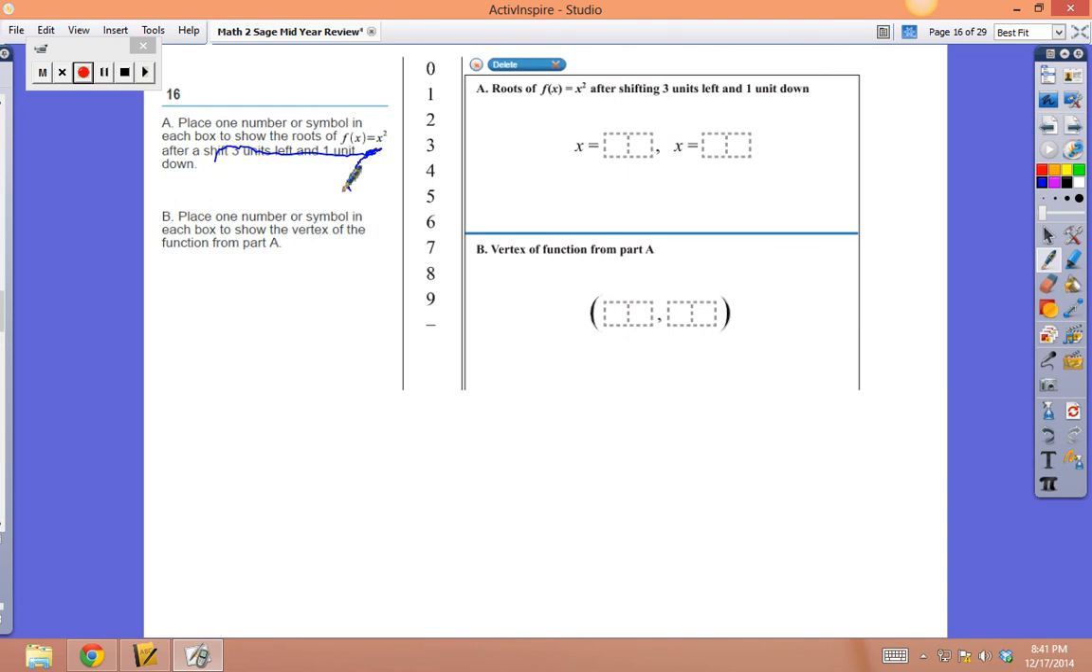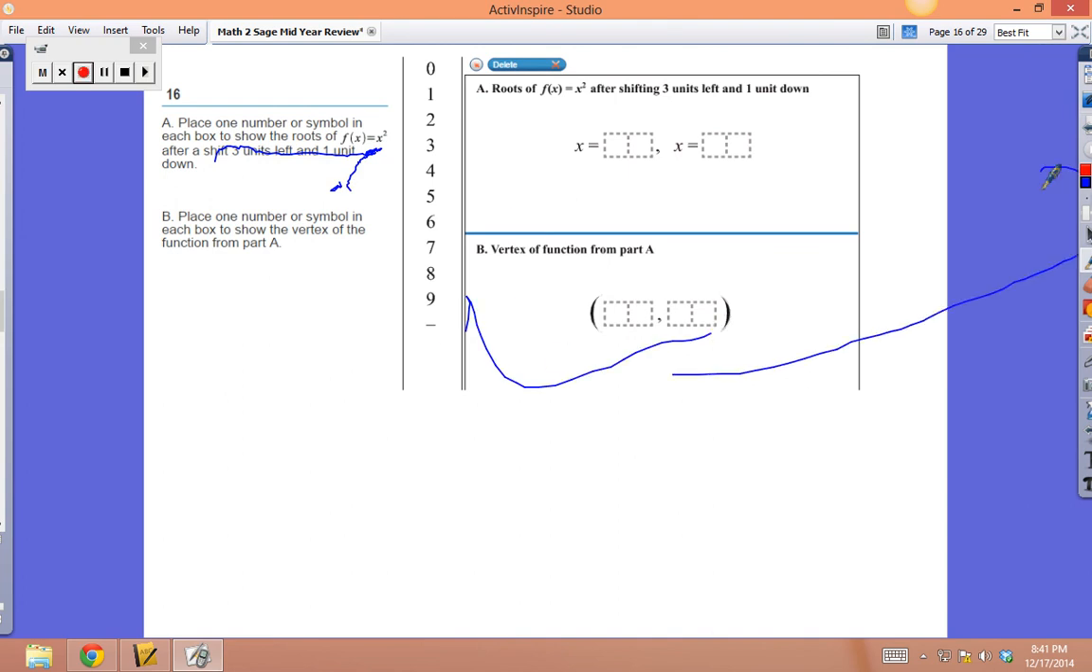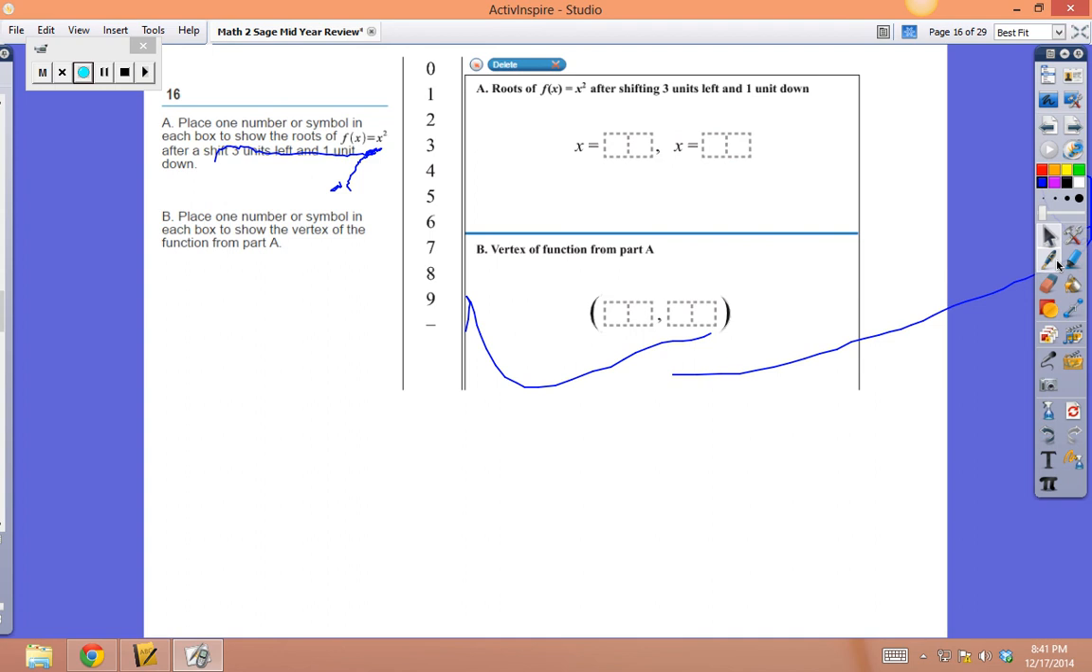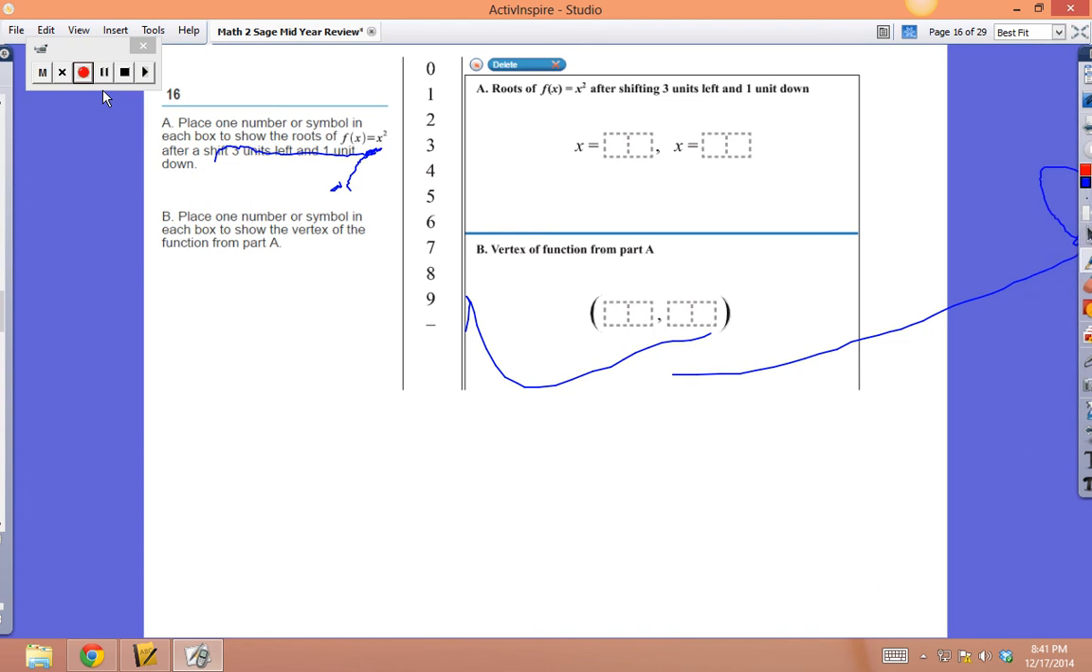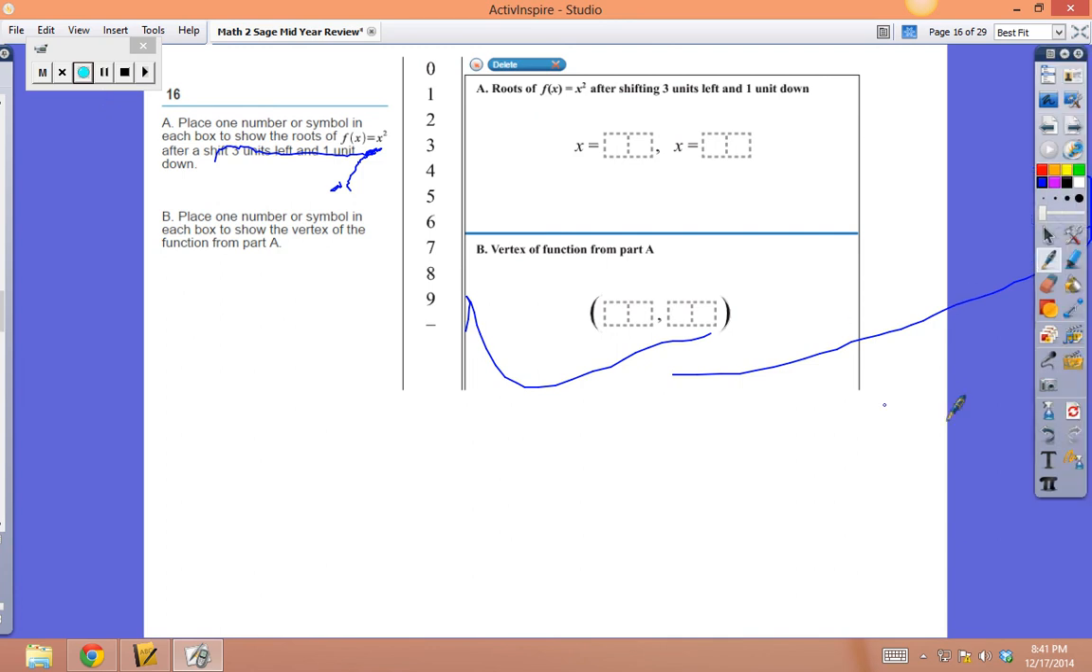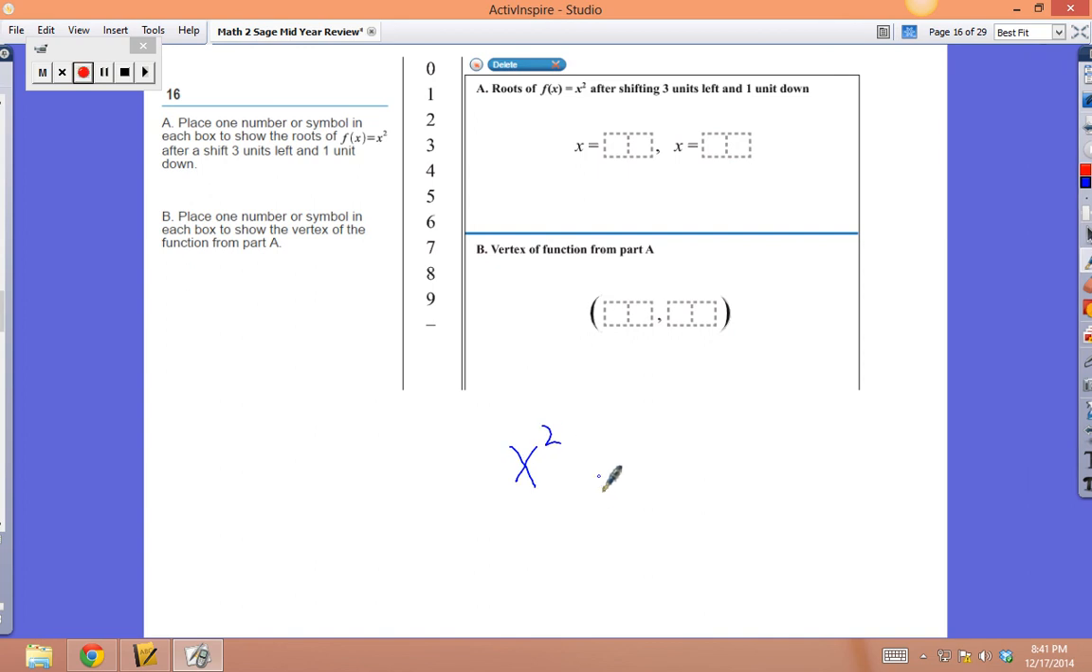So the original is just x squared. X squared, if you shift it 3 units left and 1 unit down, here we go, x squared, if you shift it 3 units to the left, so it's going to be x, minus, left is a -3, and then 1 unit down, there we go.